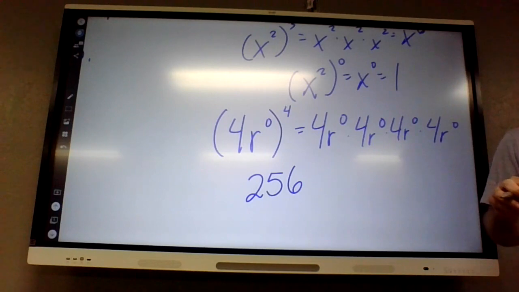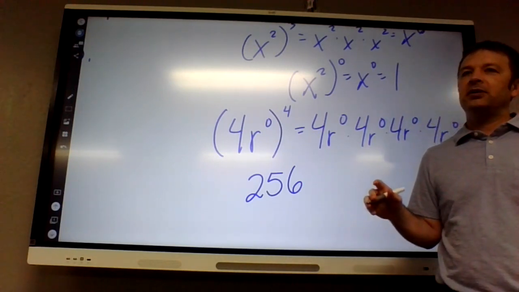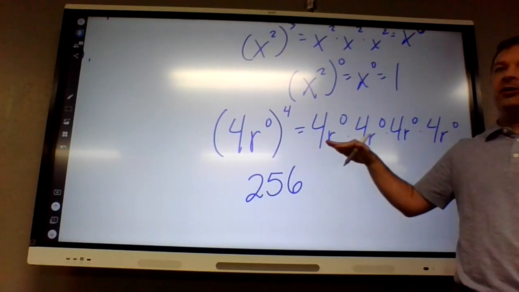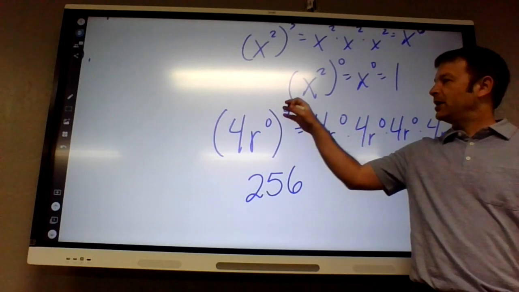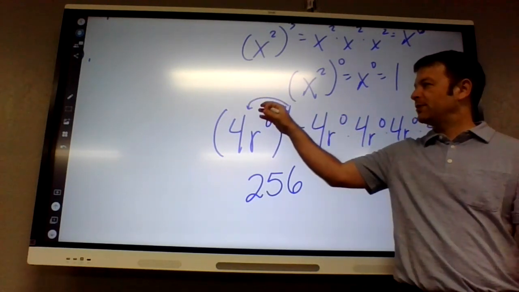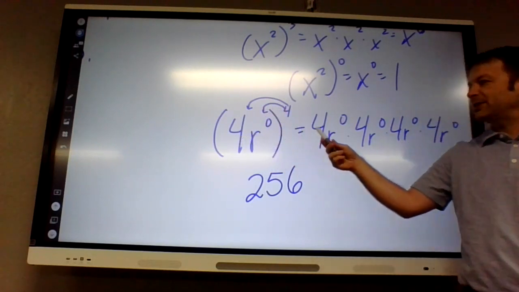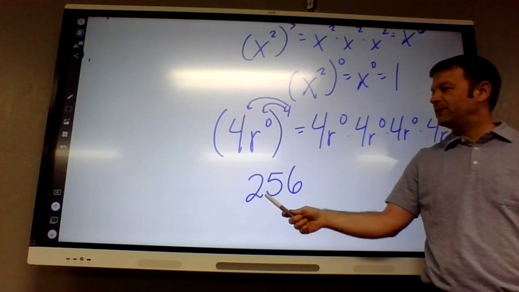Because I've done it a lot of times, I do a lot of that. I didn't really need to write all this out. I could have just taken both of these to the 4th power, because basically all I did was 4 to the 4th, right? 4 to the 4th is 256.